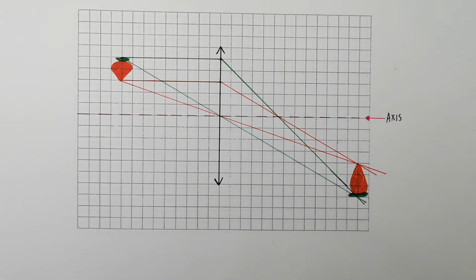So the image formed is a real image. It's an inverted image, which means it's upside down. And this image is larger than the object.